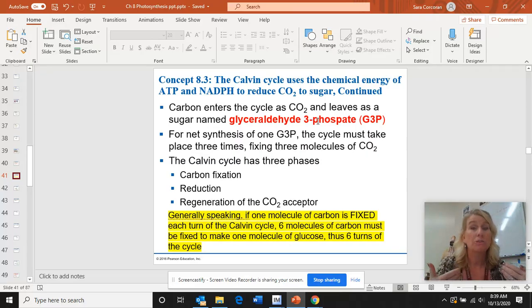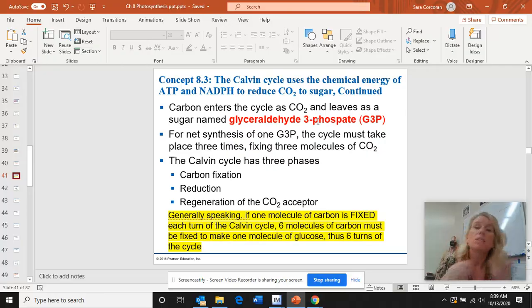Those of us who are challenged with numbers and math, your head's going to want to explode. Let it go. Trust me. If there are 6 carbons in glucose, C6H12O6, how many molecules of carbon dioxide do we need to make 1 molecule of glucose? You need 6. One carbon dioxide has 1 carbon. Glucose has C6, 6 carbons.